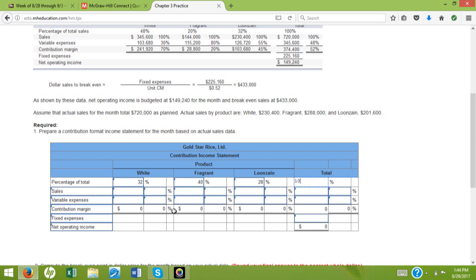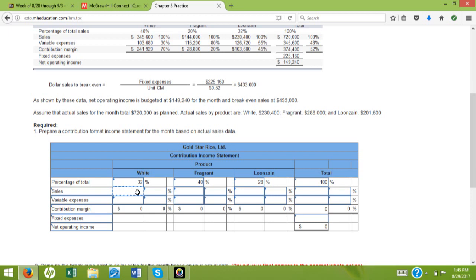So our total sales should be 100%. And so we added 32% and 40%, 28%. It does equal 100% of our sales. So that's right. We've only sold 3 products, so the total of sales from each of those should equal 100%. So the next thing we're going to do is calculate the amount of sales for each type of rice. So we know our total sales are $720,000, and we're going to use that to calculate the amount of sales of white rice.